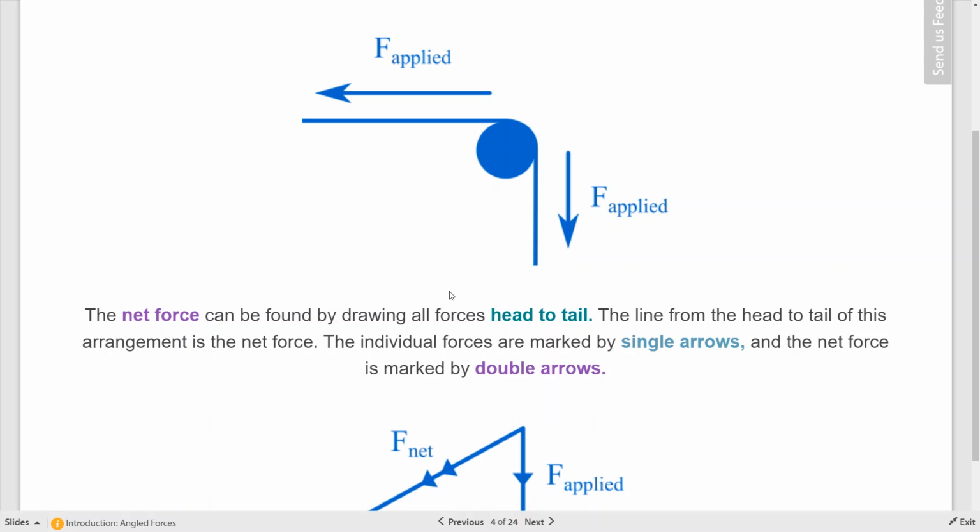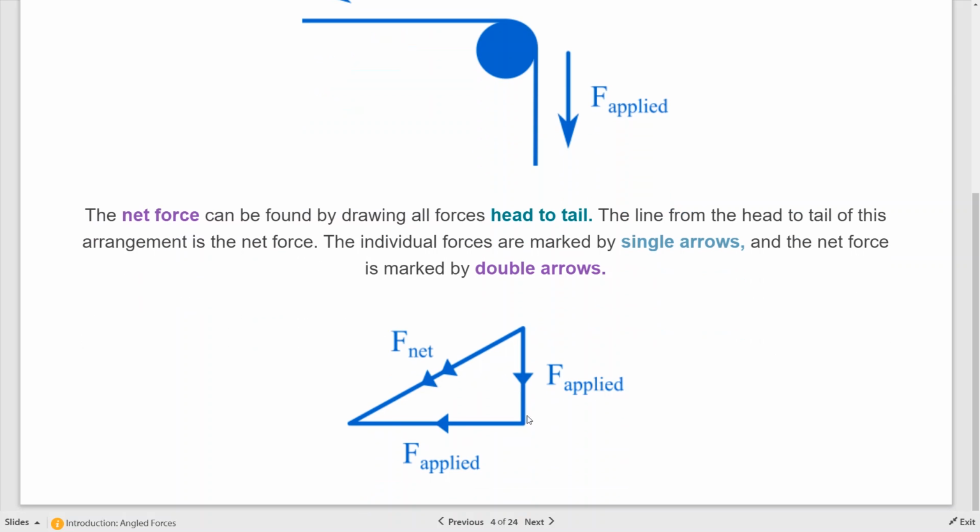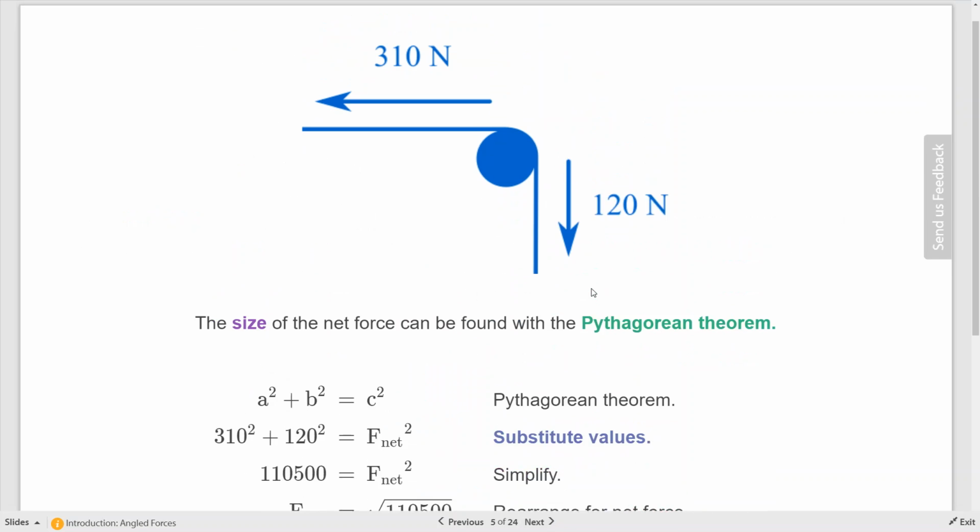So the net force can be found by drawing all of those forces head to tail. And by head to tail, we mean draw the first force and then add the second force on, and then we can complete the triangle using these two arrows here to show the resultant force, or the net force in this case, by drawing from the tail of one arrow to the head of the other one. Individual forces are marked by single arrows, and the net force is marked by double arrows, as I just said. Pretty straightforward.